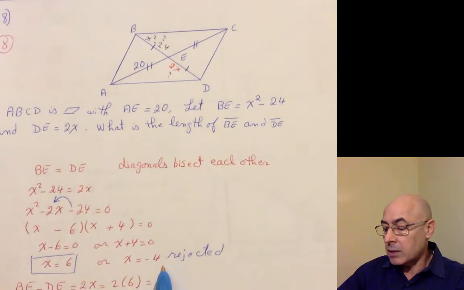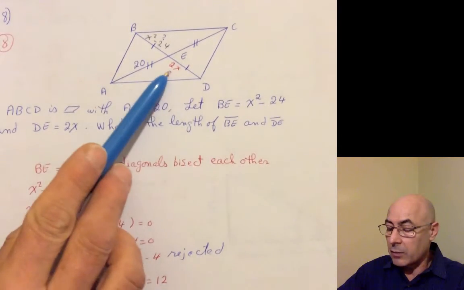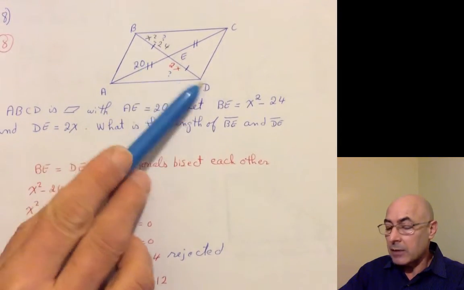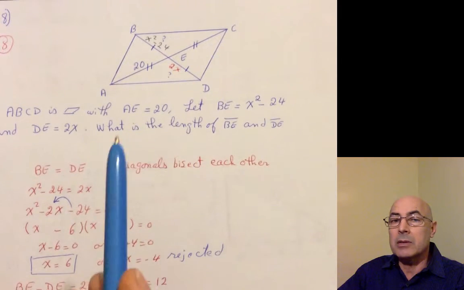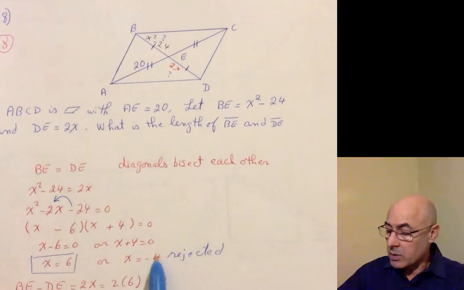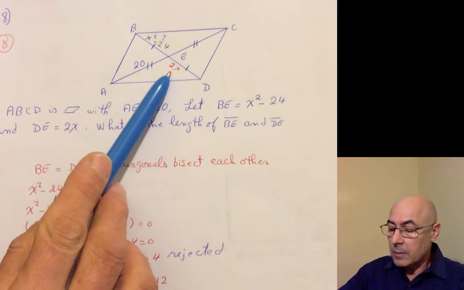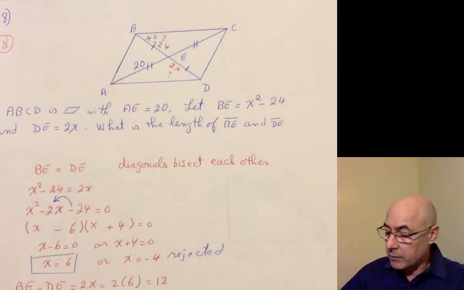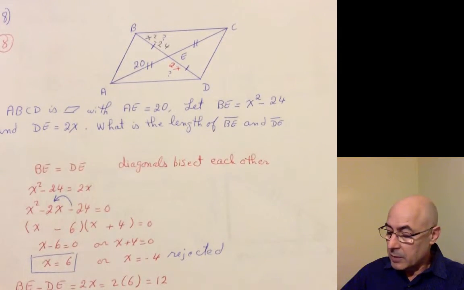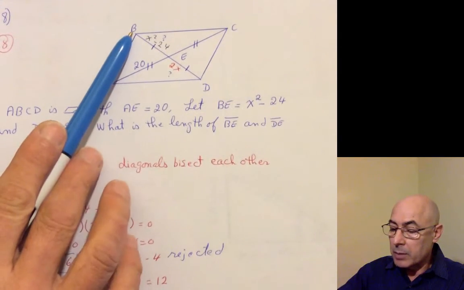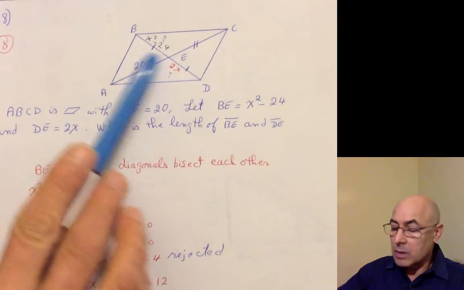Negative 4 is rejected. Why is negative 4 rejected? Because if I plug in negative 4 here in the 2x, the length of ED is going to be negative 8, but there is no negative length. So this is rejected. The only value we're going to use for x is 6. Plug in 6 here. 2 times 6 is 12. So ED is 12. And BE is also going to be 12 because they are equal to each other.